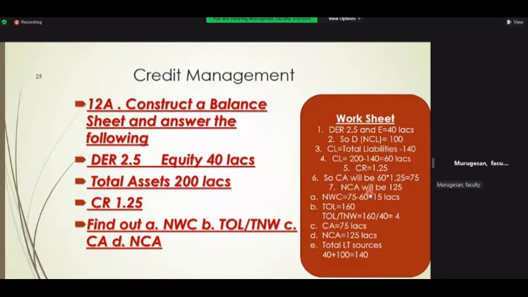I am telling you, the same question may not come, but something similar to this will come. Based on one data, you can find out another data, based on the ratios. Okay, friends? Current ratio: even if two parameters are given, the third one you can find out. Debt equity ratio: they will give either debt or equity, and the other one you can find out. It is like solving a puzzle. Now the 12th one is over.